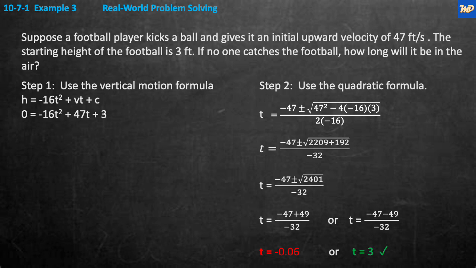Suppose a football player kicks a ball and gives it an initial upward velocity of 47 feet per second. The starting height of the football is 3 feet above the ground. If no one catches the football, how long will it be in the air? So what's it going to do? It's going to kick it, and it's going to go up at a rate of 47 feet per second and then fall down.